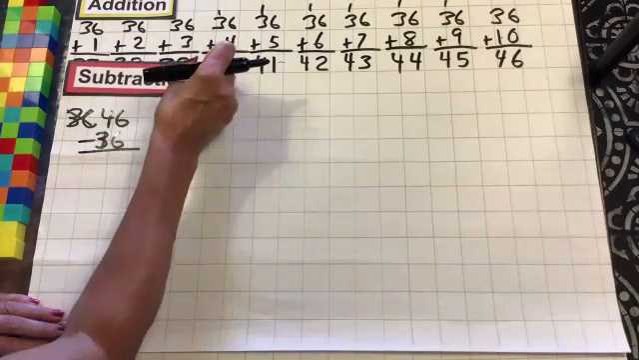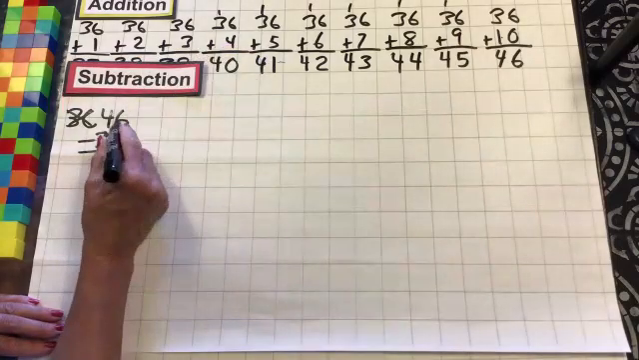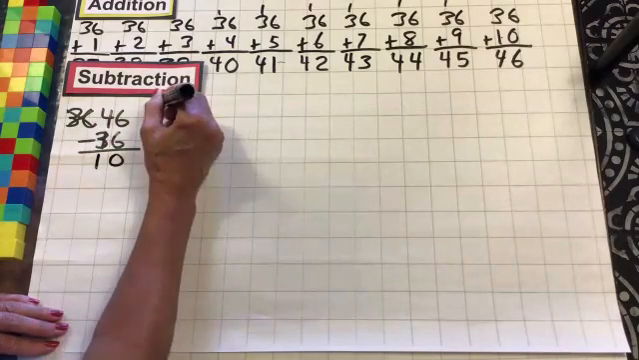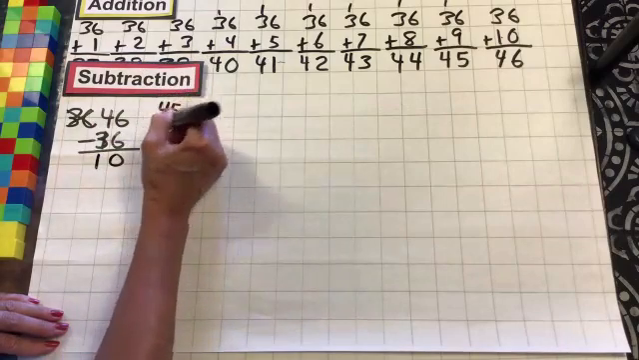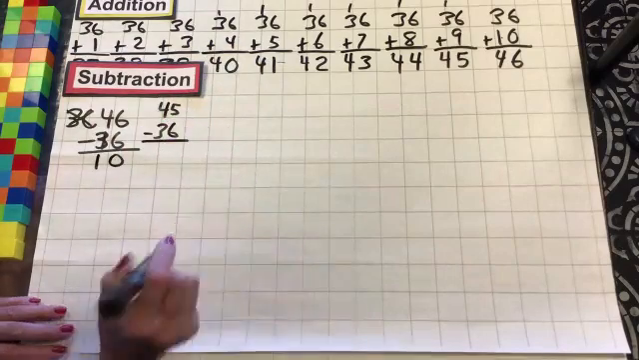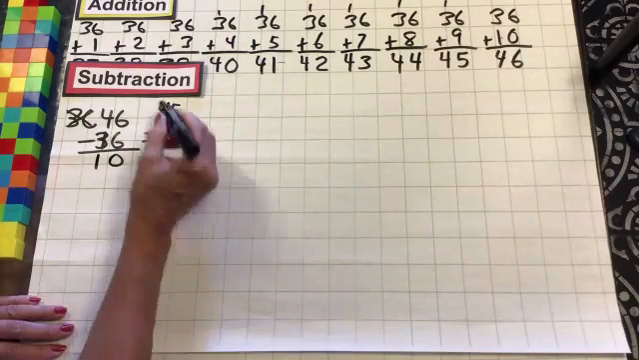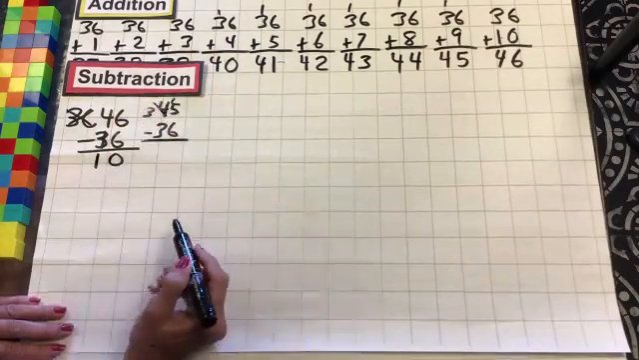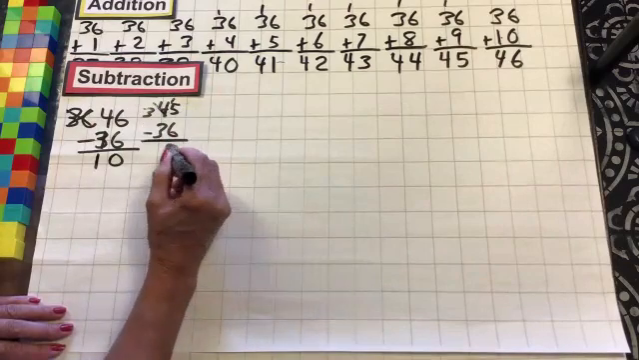I'm going to move this up a little bit. 6 minus 6 is 0. 4 minus 3 is 1. Then 45 minus 36. Here's where it's tricky. We can't take 6 away from 5, so we borrow from the 4, leaving 3, making that 15. 15 minus 6 is 9.